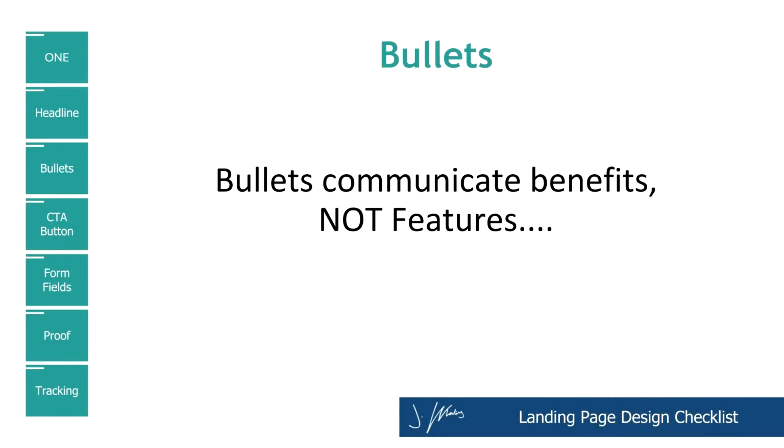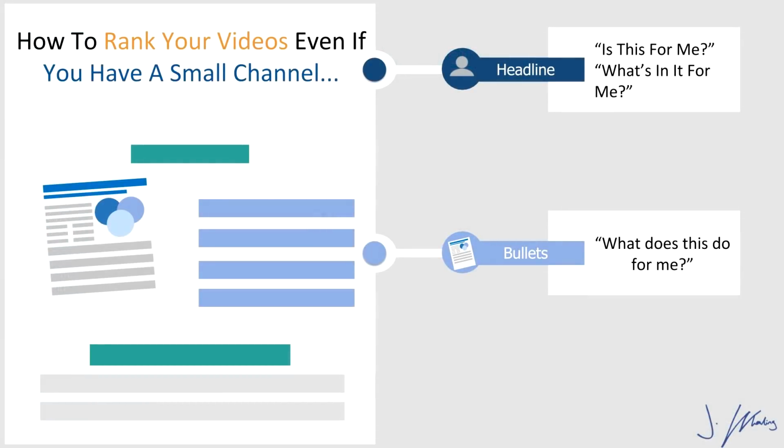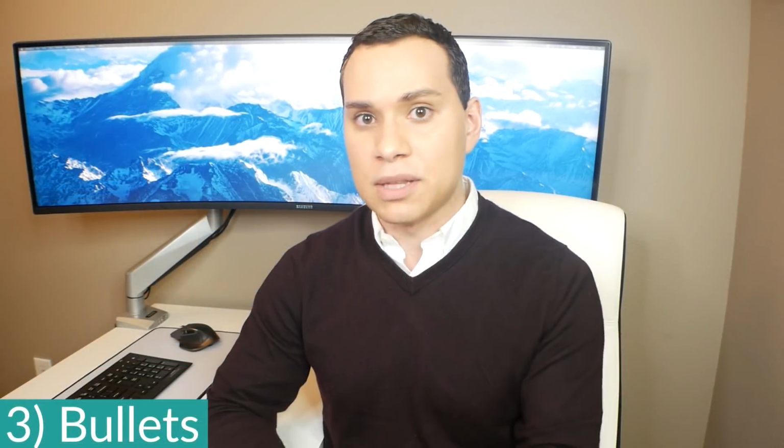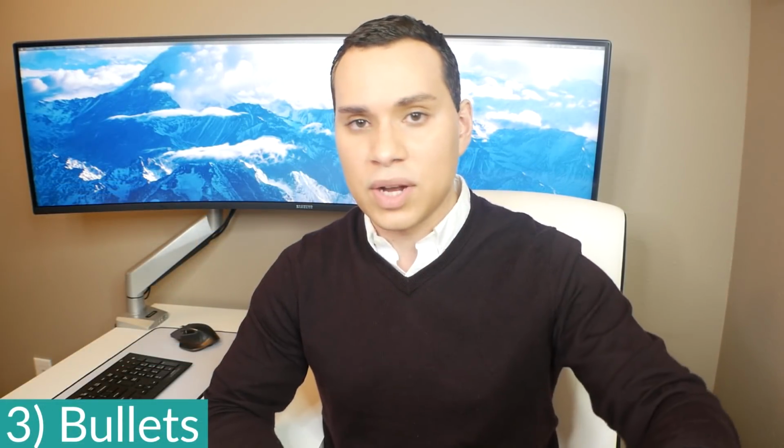Now, number 3, when it comes to our checklist here, is looking at our bullet points. And our bullet points need to communicate benefits, not features. If that doesn't make sense, we'll get to that in a second. Essentially, your bullet points just need to answer the question, what does it do for me? And when I say, what does it do for me, I'm talking as if I was your ideal customer coming to the page. So you always want to be answering their questions.